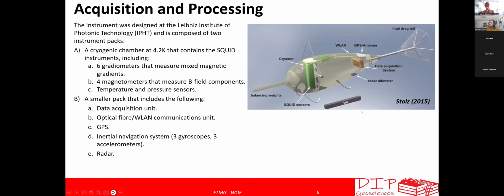In terms of acquisition, the system was designed at the Leibniz Institute of Photonic Technology, IPHT. So you have two instrument packs. One is the cryogenic one, which contains the SQUIDs, and it has 6 gradiometers that measure the magnetic gradients. You have 4 magnetometers that measure the field components that you use for compensation. And then you have another smaller pack that has all the data acquisition, GPS, inertial navigation and the radar. So it's a complex system.